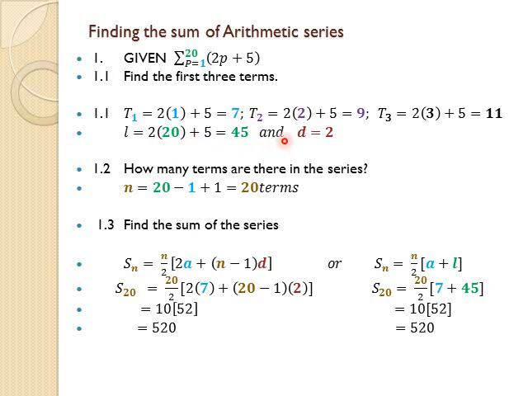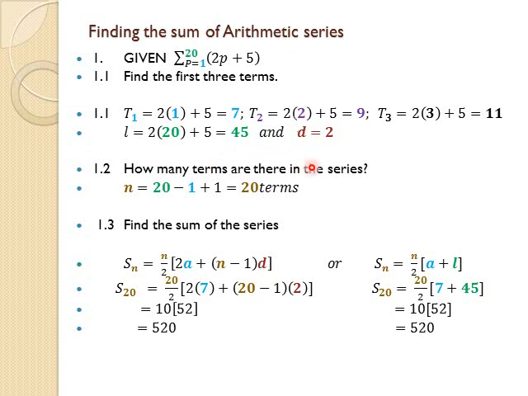Alright, to use the second part, I can say the last term would be 2 times 20 plus 5, 40 plus 5 gives me 45. My common difference t: 9 minus 7 is 2, 11 minus 9 is 2. So as you can see, we're dealing with an arithmetic series.